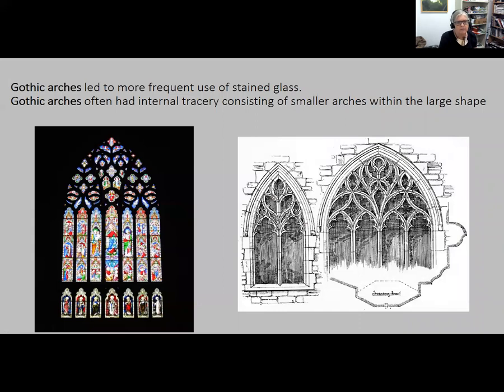So the use of Gothic arches led to people more frequently using stained glass. And with these Gothic arches, which also kind of helped the stained glass from being too heavy and falling out, people started using this internal tracery. This is tracery here, which a lot of times consisted of smaller arches within the larger shape.